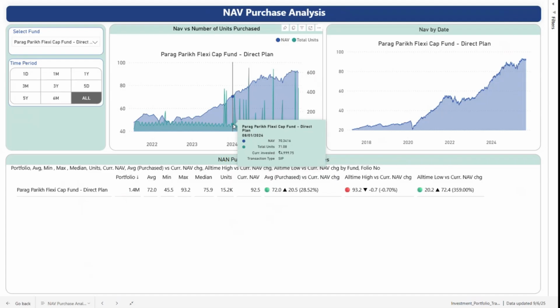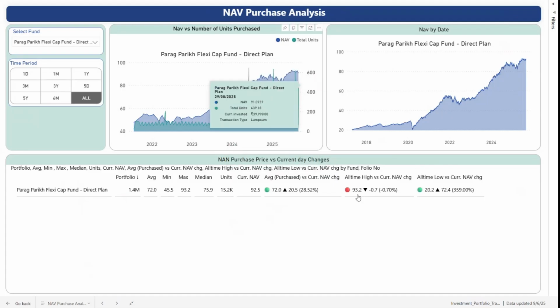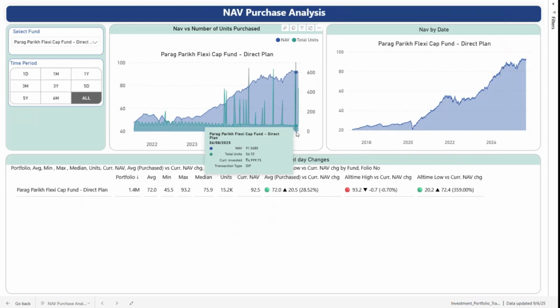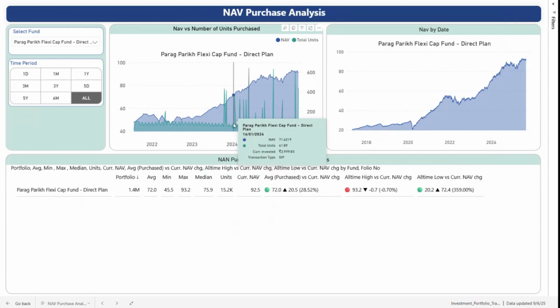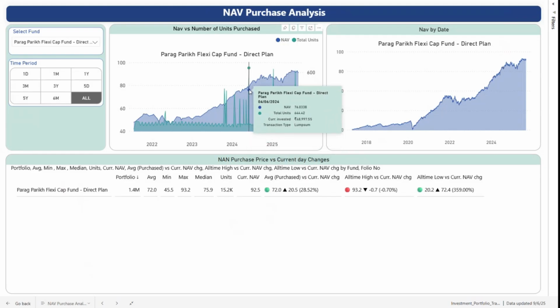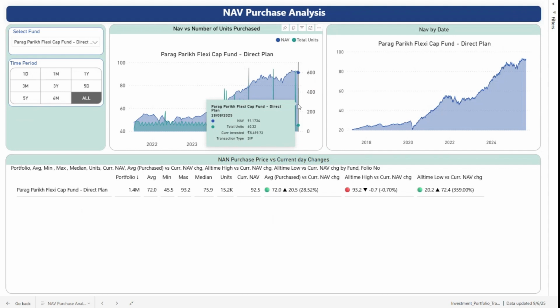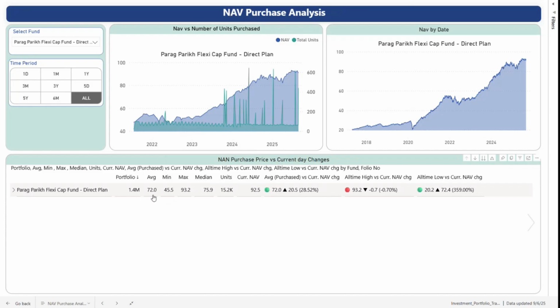Before developing this tool, I was simply tracking the index and making the lump sum decision. But when I looked at this chart, I was surprised. Most of the time I made lump sum investments, the market had not fallen that much. So we get the average NAV you purchased at so far, the minimum, maximum, median, and the current NAV.